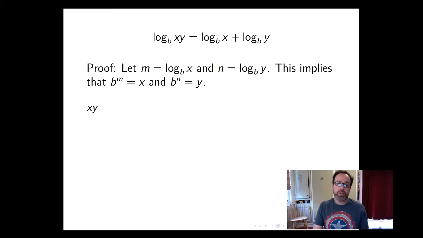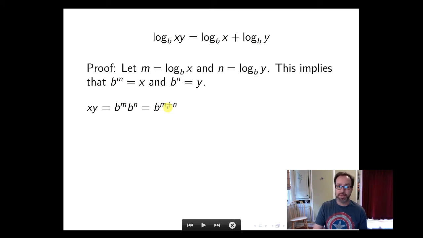So we're going to start by looking at the product x times y. And since x and y are both equal to b to the m and b to the n respectively, I can write it as b to the m times b to the n. And then this is a product, and I learned in my algebra class that I can add those two exponents together. So I can write it as b to the m plus n. So I have x times y is equal to b raised to the m plus n. And I can think about that as being in exponential form.